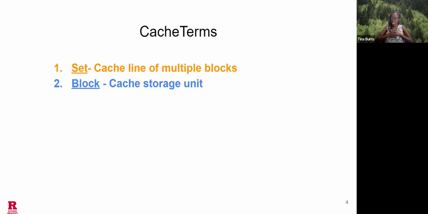All right, so now let's review some of the cache terms. A set is a cache line of multiple blocks. So a set has multiple blocks in there. I don't know if I want to call it a line, but it's a cache object with multiple blocks in it. A block is a cache storage unit. So that's like one unit within your cache, right? And your tag is really your memory location.